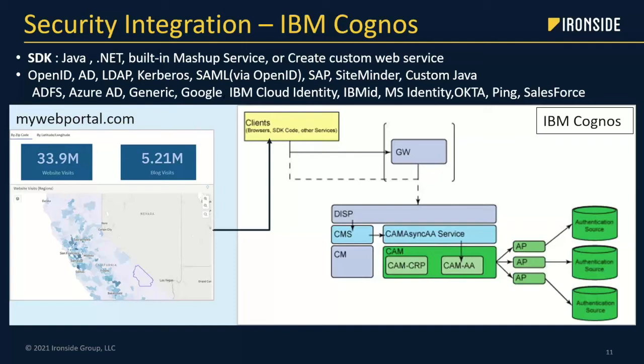Typically you can see on the left side is your web portal or whatever application you have. In the middle, you have SDK or REST API. Typically, it's a client application you're going to build. Essentially, you get your token. Or you can enable single sign-on between your application and Cognos, so you can directly go through this UI interface.